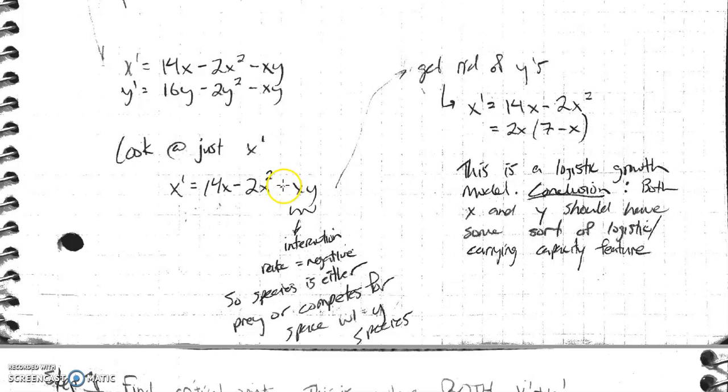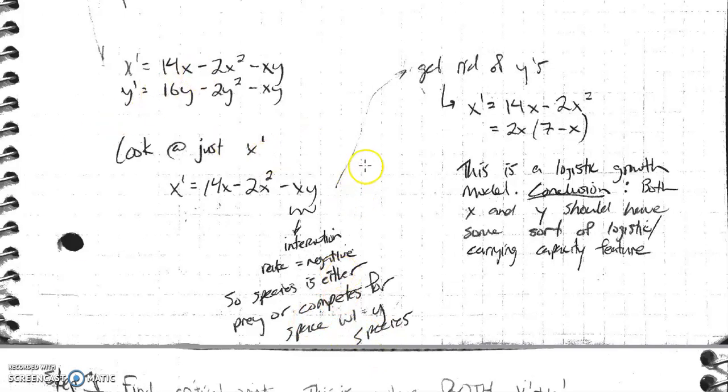Notice it's got a negative coefficient out front. So that tells me that these guys kind of compete with each other, or that basically the interaction between the two of them negatively affects the size of X's population. So the way to interpret that contextually is that either Y is the predator and X is the prey, or they just simply compete for space with the Y species.